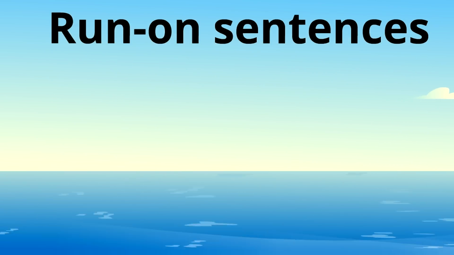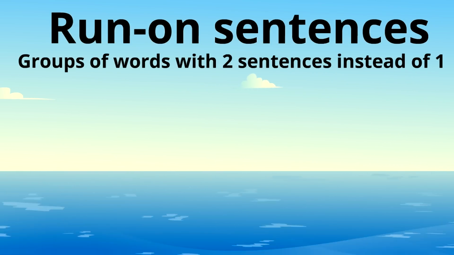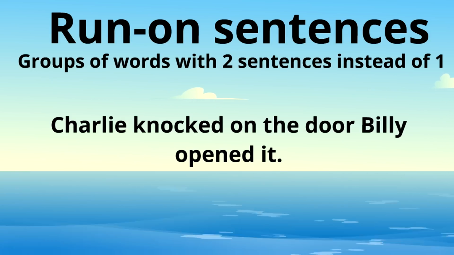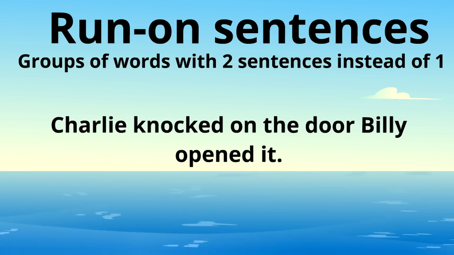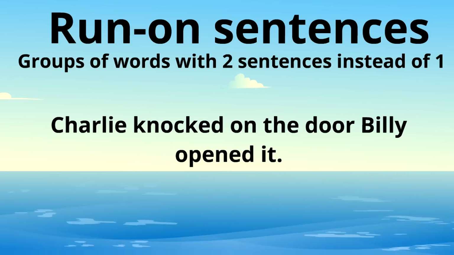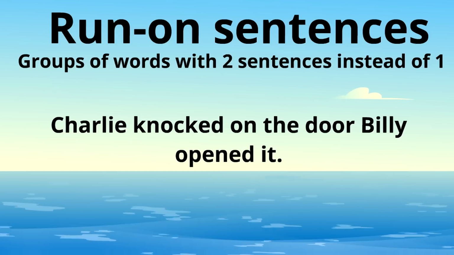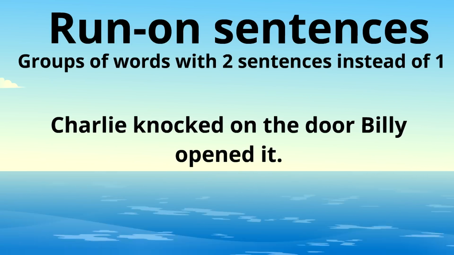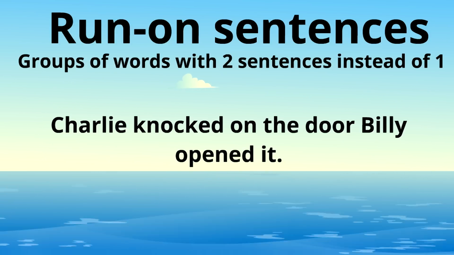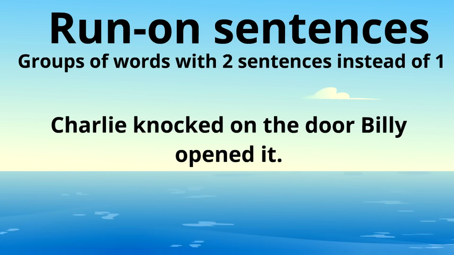Run-on sentences, a group of words with two sentences instead of one. Look at this one. Charlie knocked on the door. Billy opened it. Wait a second. This is sharing two thoughts. And there's multiple subjects, multiple verbs. You know what? Somebody broke the rules here. We've got to split this run-on sentence up. You have two sentences inside. We got to break this run-on sentence up.